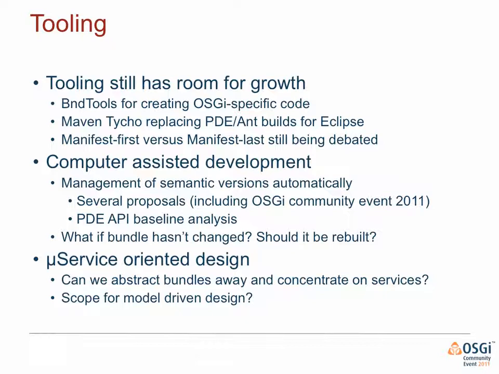But it's not just about the development. We can also have tools for doing reporting as well. For example, managing semantic versions automatically so that you don't need to worry about how they hook together, or PDE baseline analysis. And indeed, if you've got something where the bundle hasn't built, then what happens if it should be included again? Should it be changed or should it just be left as is?